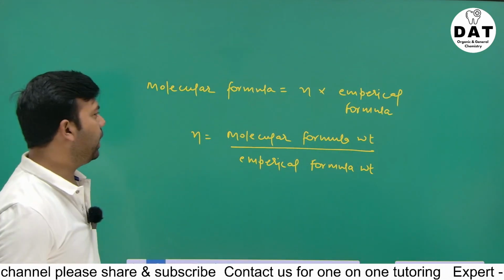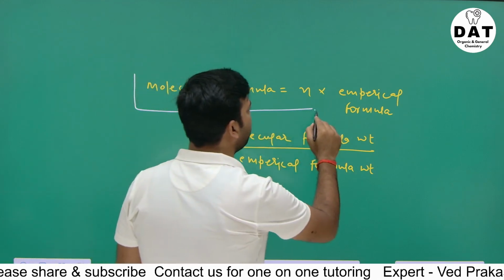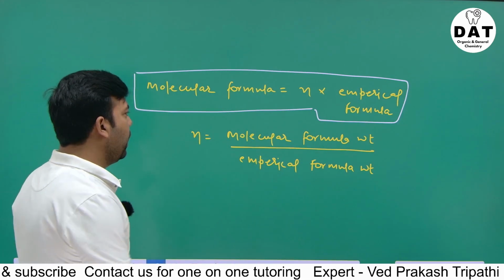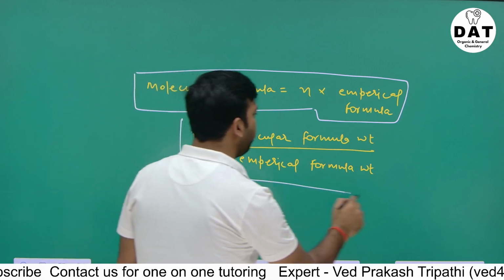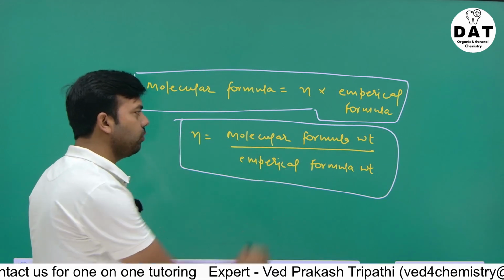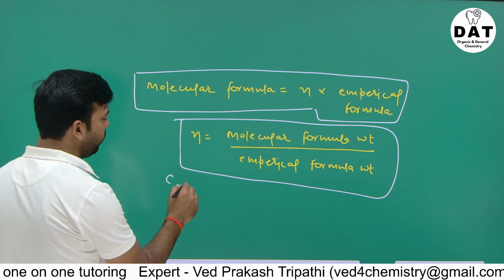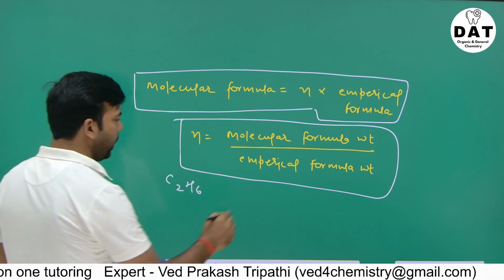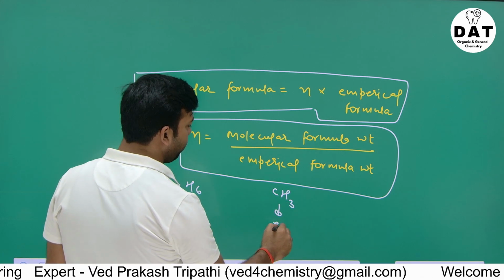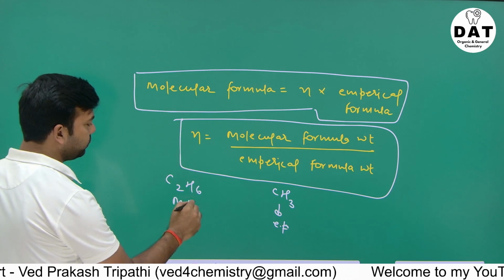So here we have a relationship. Molecular formula is equal to N times the empirical formula. N is the molecular formula weight divided by the empirical formula weight. Suppose we have C2H6 and CH3. This is my empirical formula and this is my molecular formula.